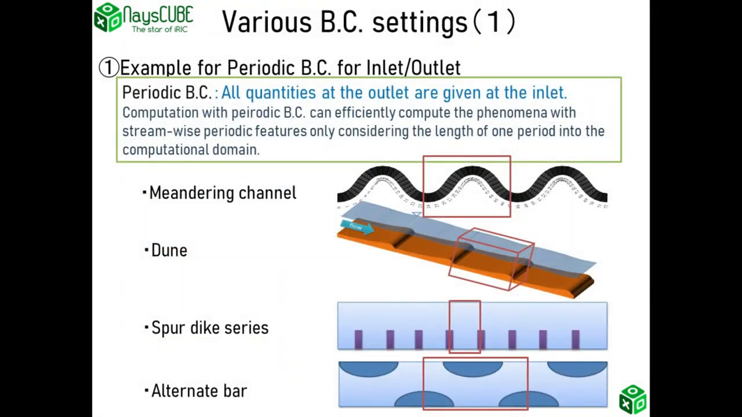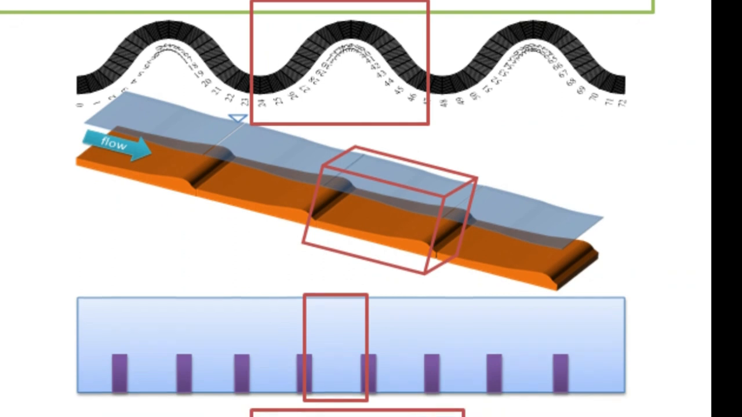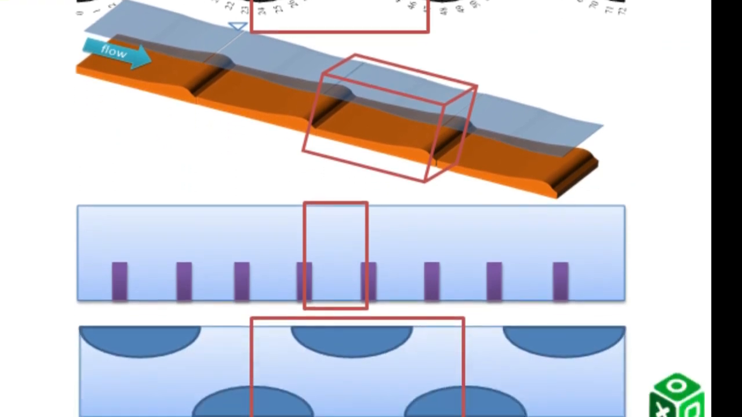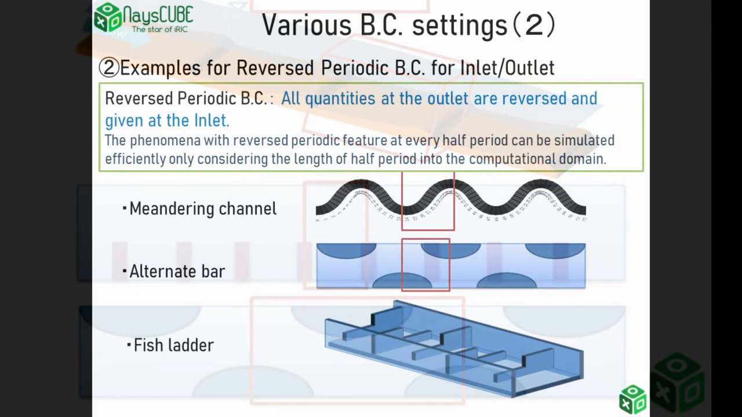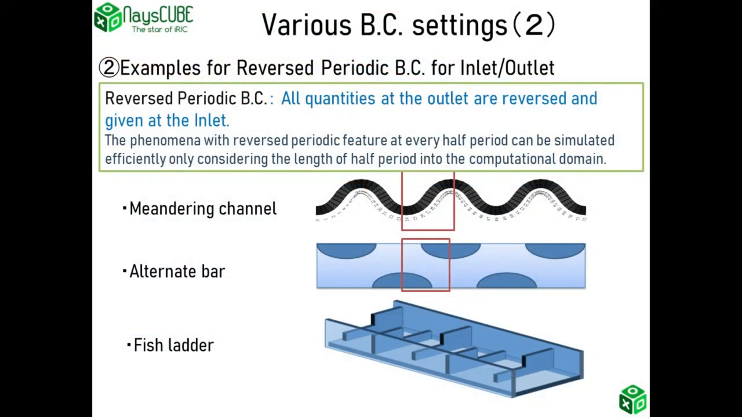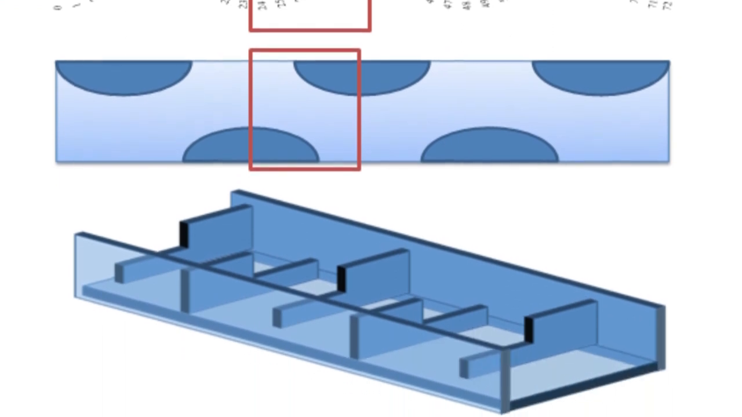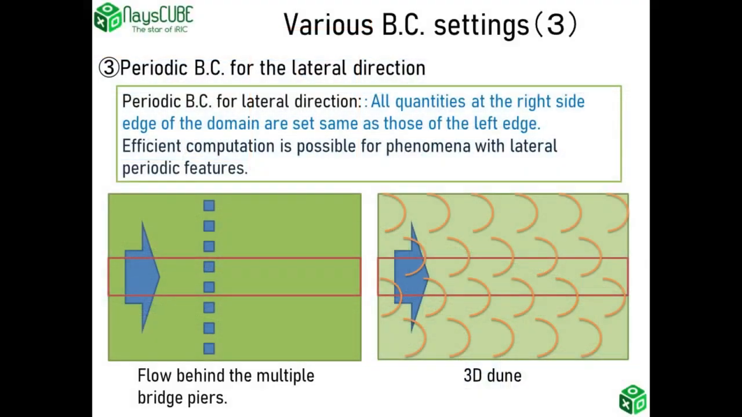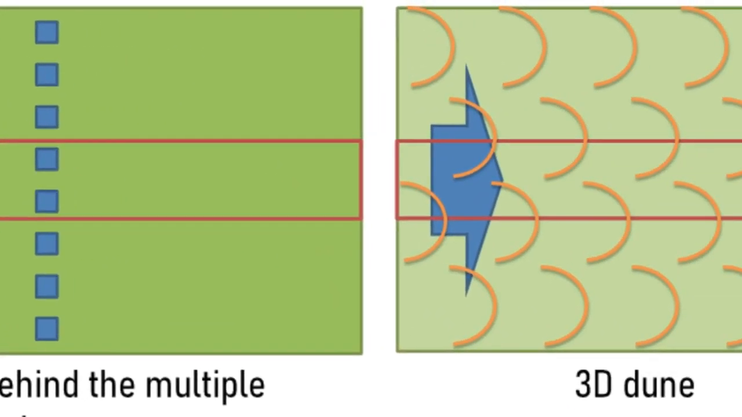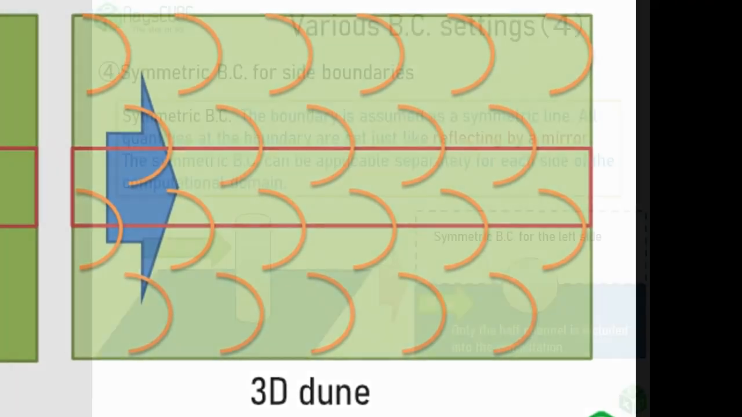For periodic boundary conditions, the condition at the upstream end is always set equal to the calculated value at the downstream end. This makes it possible to calculate an infinitely long periodic phenomenon in only one interval. In the inverted periodic boundary condition, the calculation result at the downstream end is horizontally reversed and given to the upstream end. This makes it possible to calculate the reversing periodic phenomenon in only half the period. Periodic boundary conditions can also be applied in the transverse direction. It can be used when there are bridge piers or dunes evenly in the spanwise direction in a wide river.